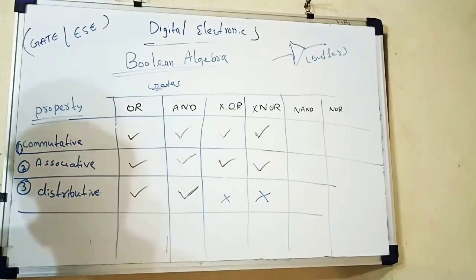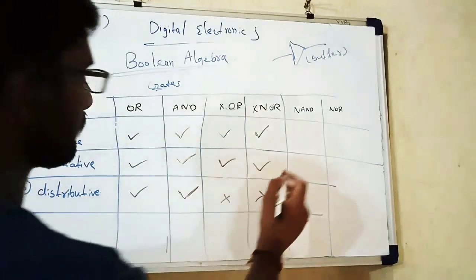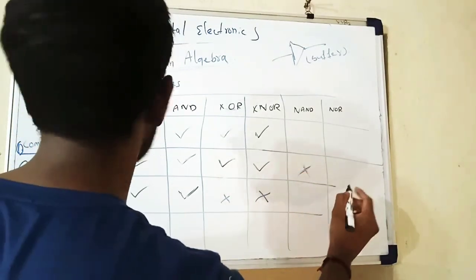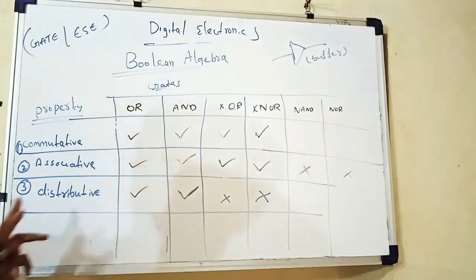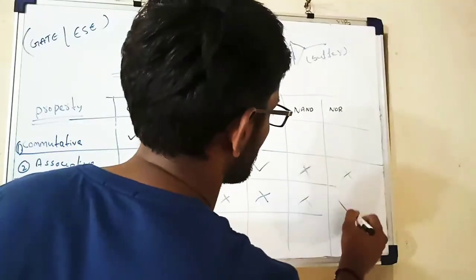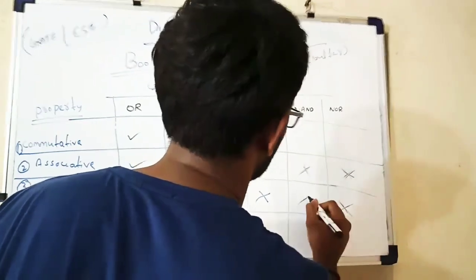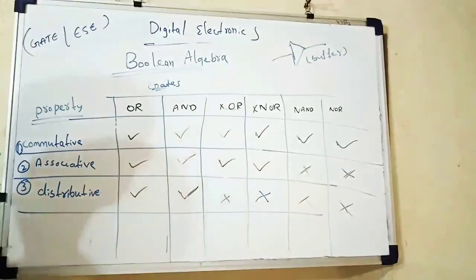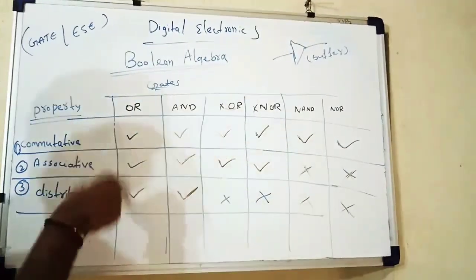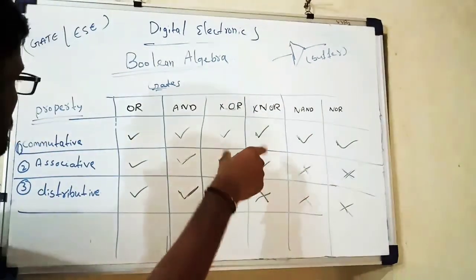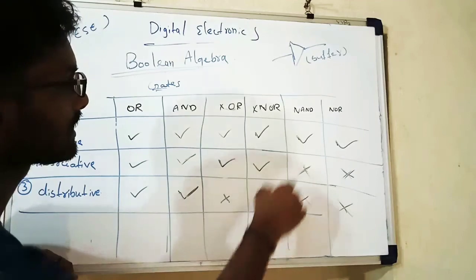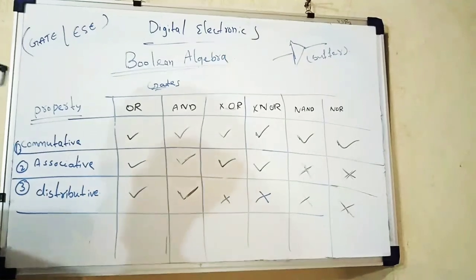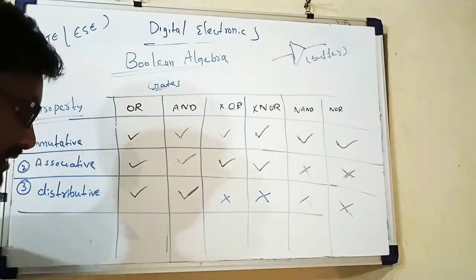Now coming to the NAND gate. NAND gate and NOR gate will not satisfy the associative property. Also, this won't satisfy the distributive property. Coming to commutative, this satisfies both. Here OR gate and AND gate satisfy all the three properties. XOR and XNOR satisfy only two, that means only distributive is not satisfied. And NAND and NOR gates will satisfy only the commutative property. This is all about these gates. We will continue the remaining in the next class.